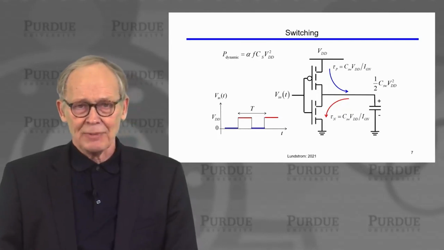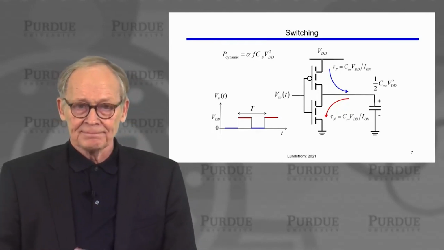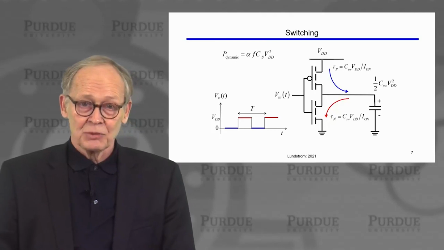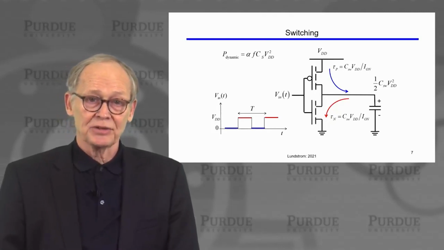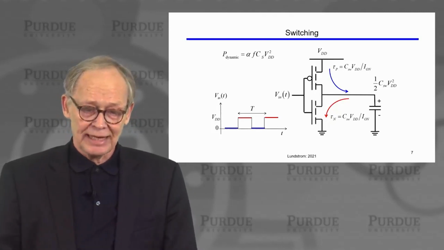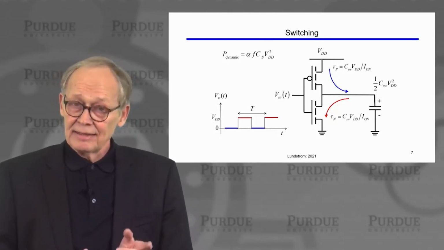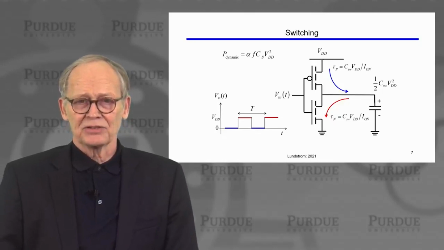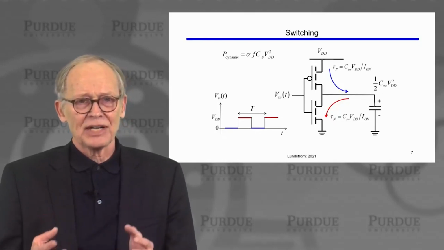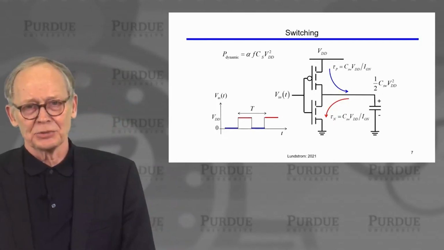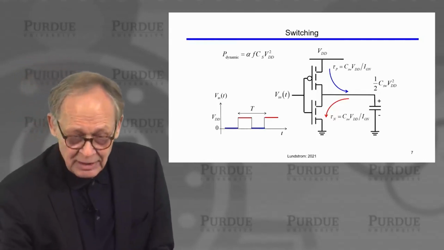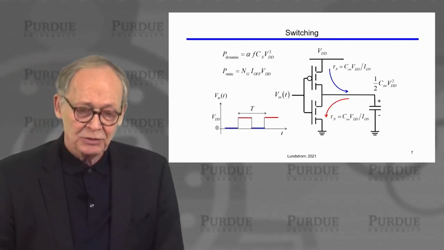Now, as we're operating at a frequency f, we're charging and discharging this capacitor. We're therefore consuming energy or power. That's the dynamic power. The parameter alpha here just represents the fraction of the gates on the chip that are switching at any particular time. So dynamic power is important.